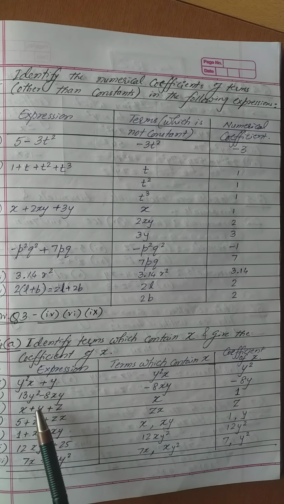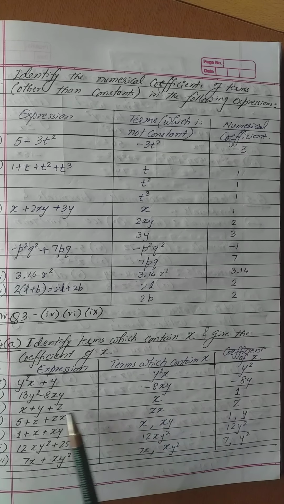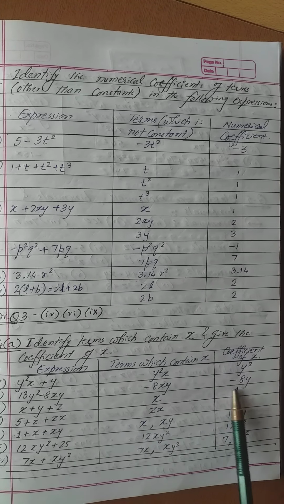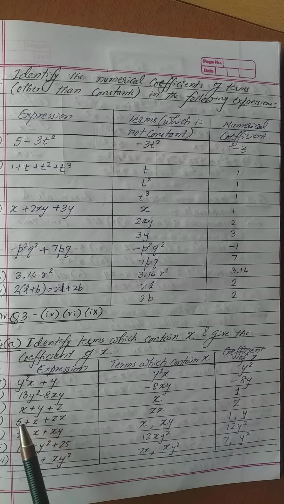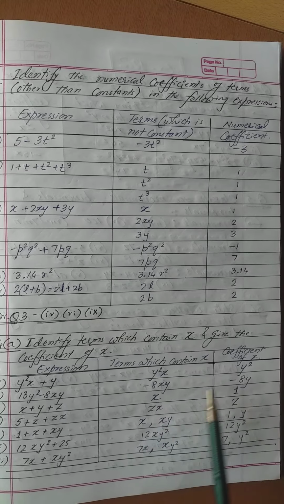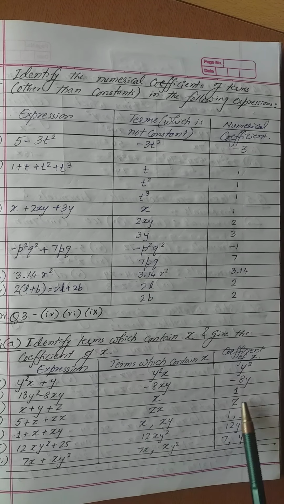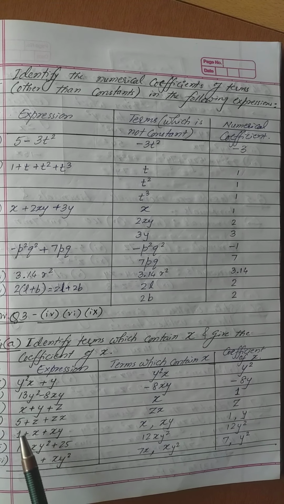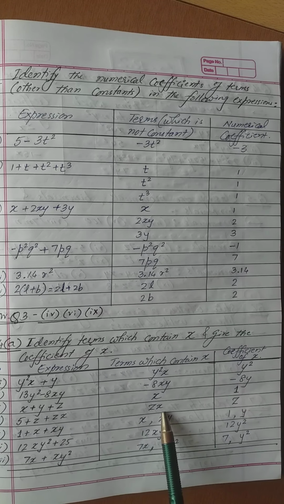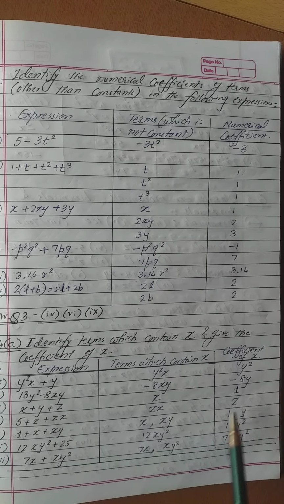Expression 13y square minus 8xy. So the term which contains x is minus 8xy and its coefficient is minus 8y. Third, x plus y plus z. So the term which contains x is x only, so its coefficient will be 1. Fourth, 5 plus zx. So the term which contains x is zx, so its coefficient will be z.